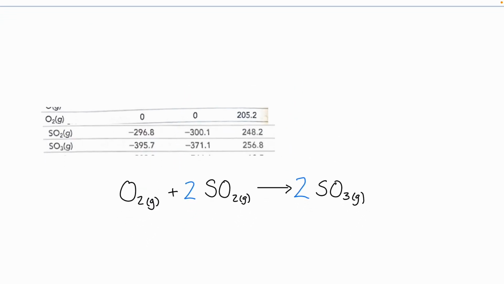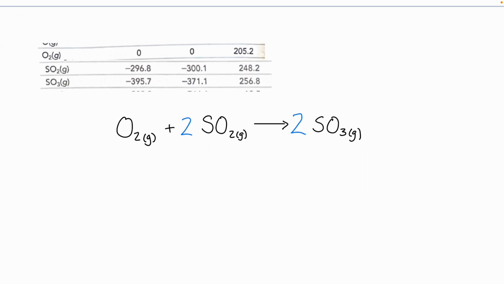All right, so here's my table. Again, if we look on our table, that first value is the delta H, the second value is your delta G, and the third value is your entropy, which helps us get our delta S. We're going to remember what minus what? Products minus reactants, all right? But now we have to worry about these stoichiometric coefficients.